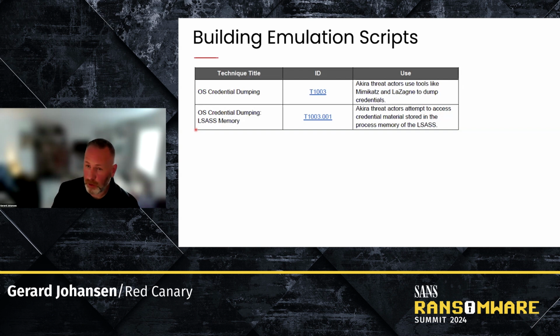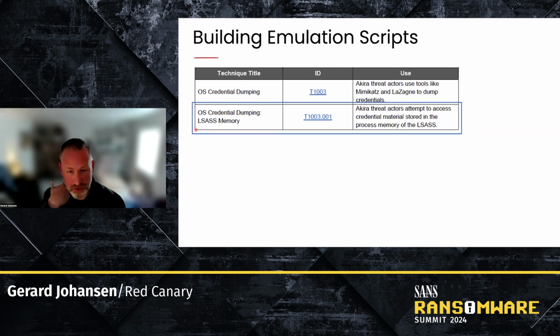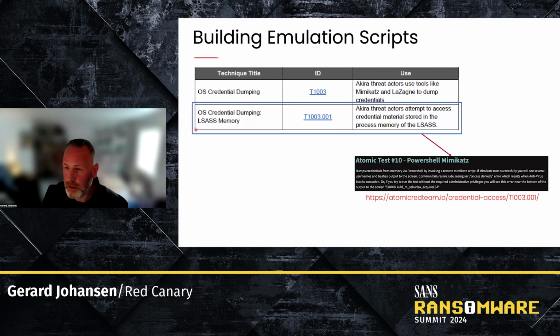So for example, let's look at that OS credential dumping. This is our technique. I do a quick search inside the atomicredteam.io site, and this is what I find. I find Atomic Test number 10 is PowerShell Mimikatz. This is going to basically use the exact Mimikatz tool set, and we're going to see if it works.